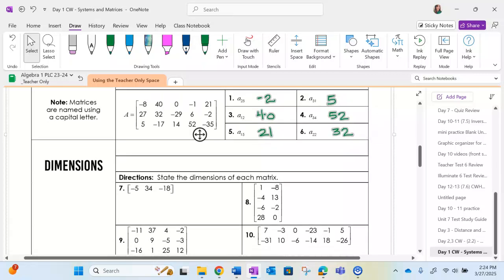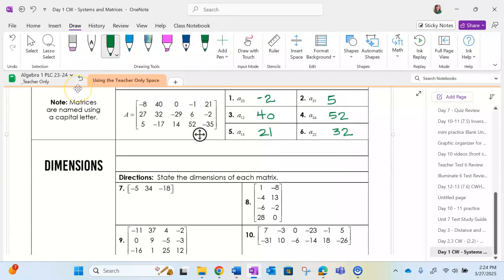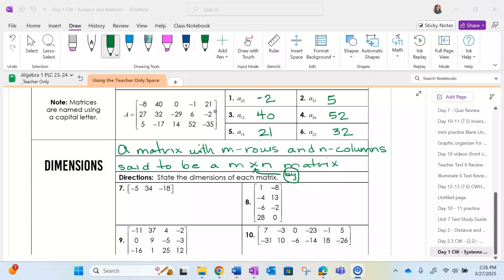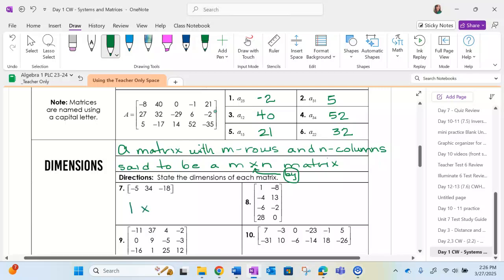Now dimensions. All right, the dimensions, you're going to look up how many rows. I'm going to pause this so I can write this all out without taking space. All right, so dimension: a matrix with m number of rows and n number of columns, we call it an m by n matrix. Okay, so for example, we have 1 row. So it's a 1 by, and we have 3 columns.